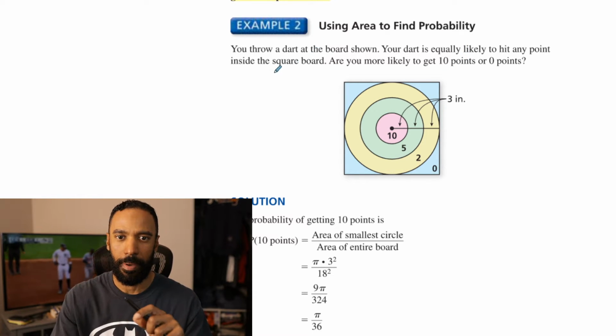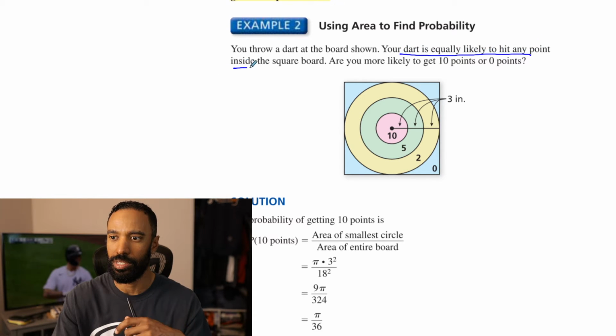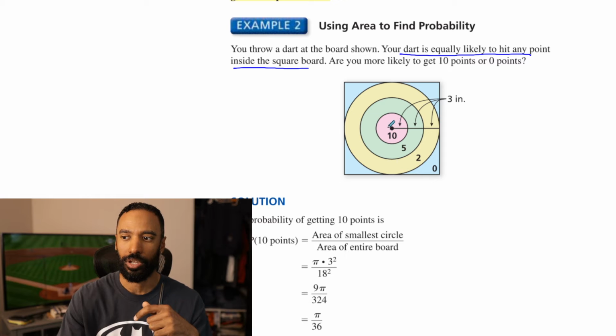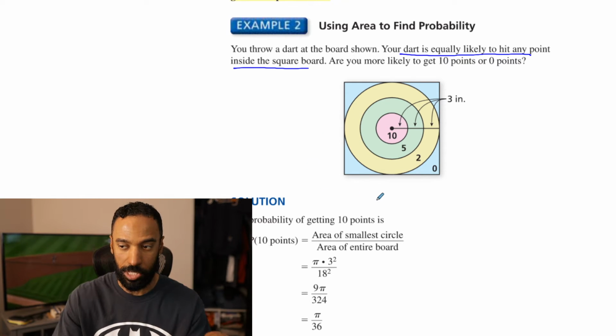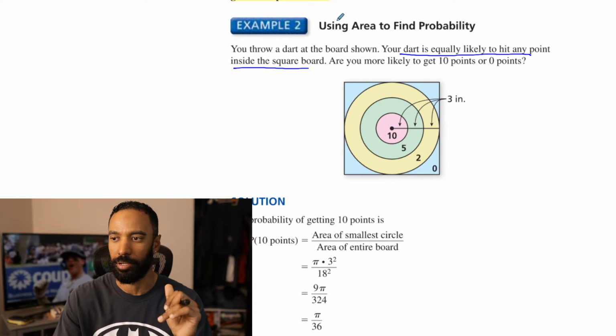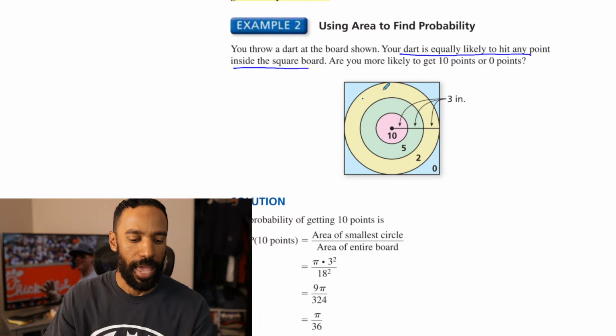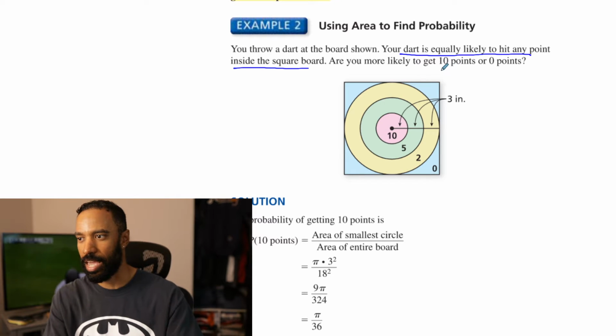So the idea about your equally likely thing is you have no necessary skill here. It's not like you're going to work around the center. You won't miss the square, and every part has an equal chance of being hit. Every single part. Bullseye has an equal chance of hitting this part right there. Anyway. Are you more likely to get 10 points or 0 points?